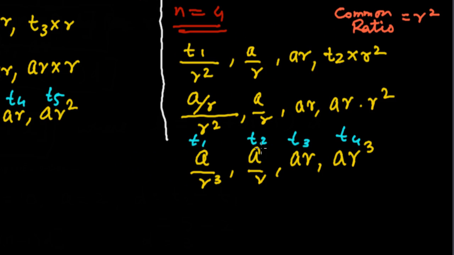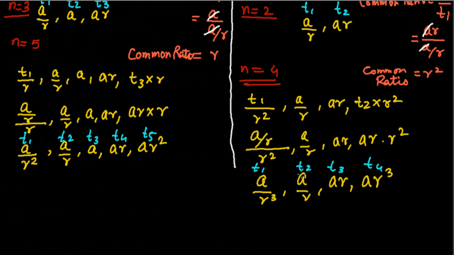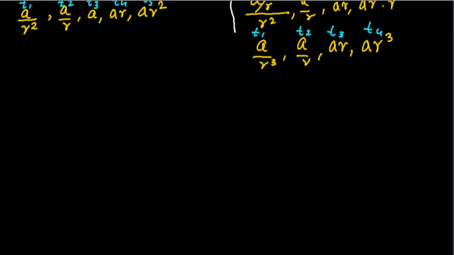So we have seen what assumptions we have to take if the number of terms is even or odd. Let us take one example for both sorts of problems. Let us take a question. The sum of the first three terms of a GP is 39 by 10 and their product is 1. Find the common ratio and terms.